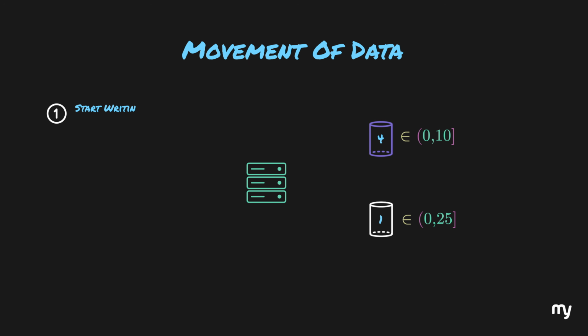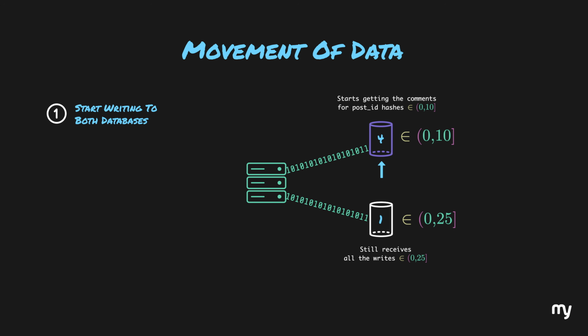First, we start writing to both the databases. The old database still receives all the writes that it was receiving before. Nothing changes there. But in addition to this, we start pushing the comments which have a post ID hash between 0 and 10 to the new database.